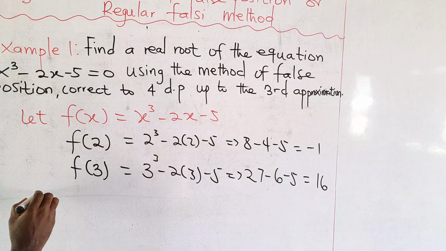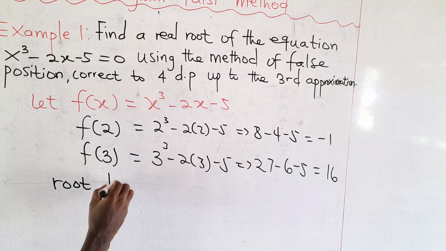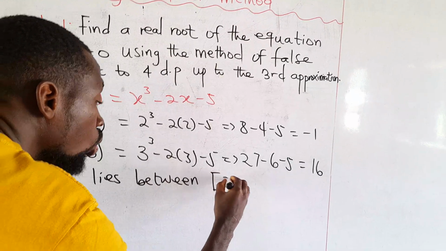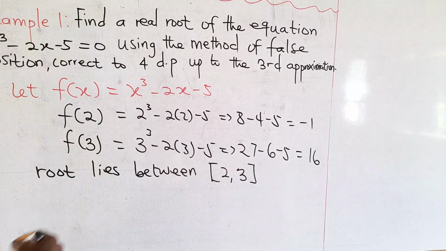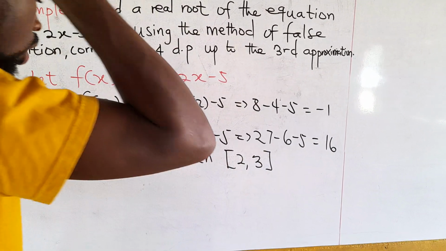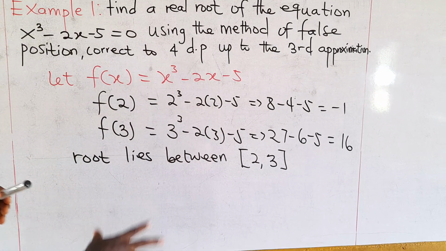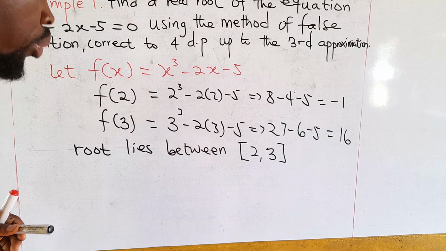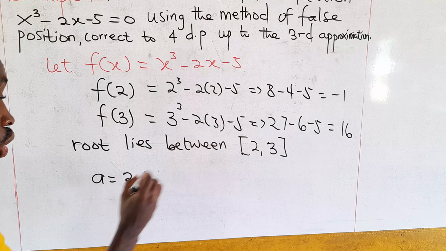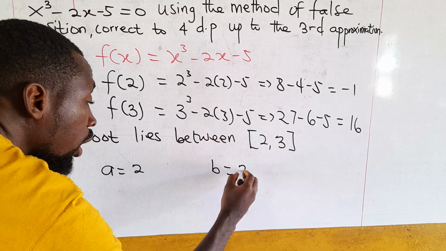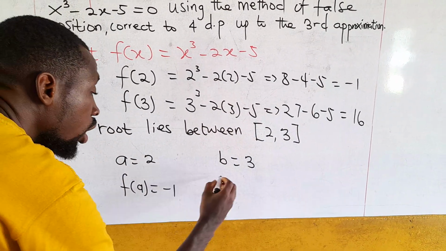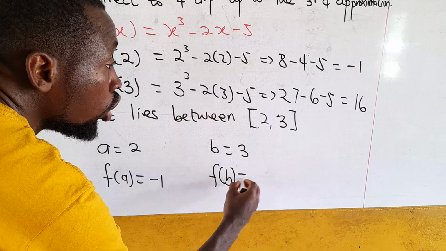Then we can say that the root lies between the interval [2, 3]. I hope you get that. So the root lies between the closed interval 2, 3. We need to find our first approximation. And how do we find that? We know that our a now is 2 and our b now is 3. Our f of a produces -1 and f of b produces 16.